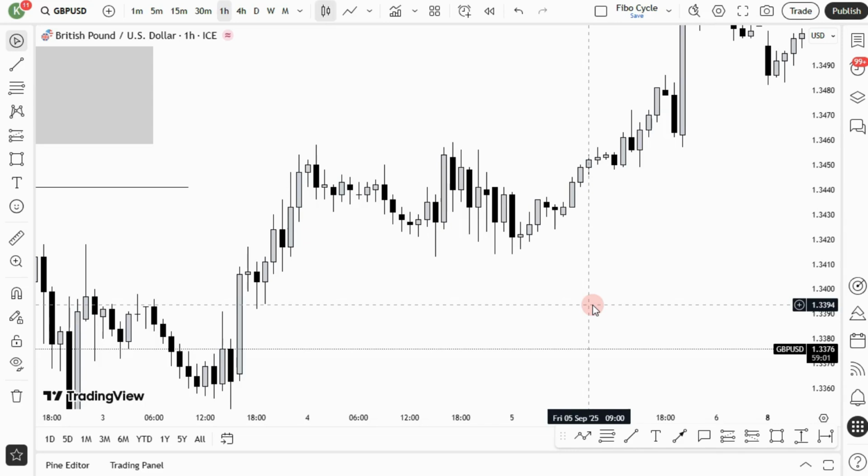So in the coming videos, I will be making a more advanced version on how we can use fair value gap to do a top-down analysis, and how we can trade using fair value gap to be a profitable trader.